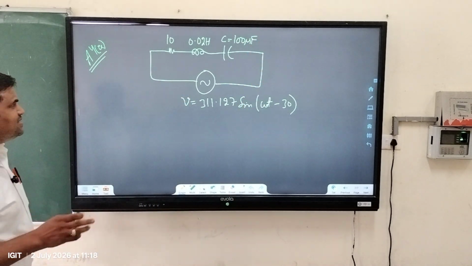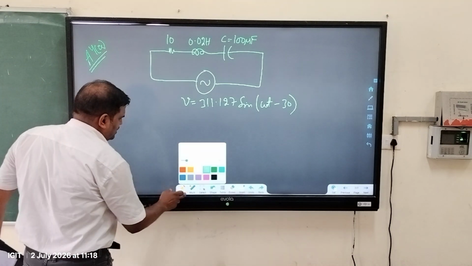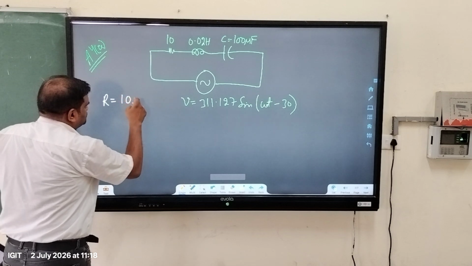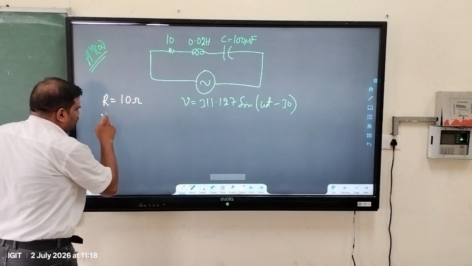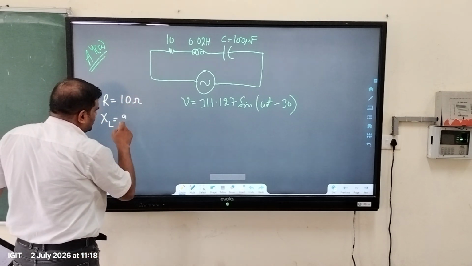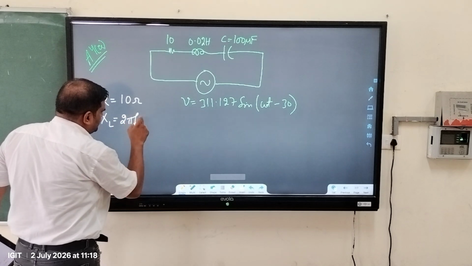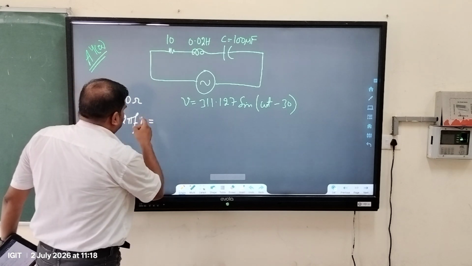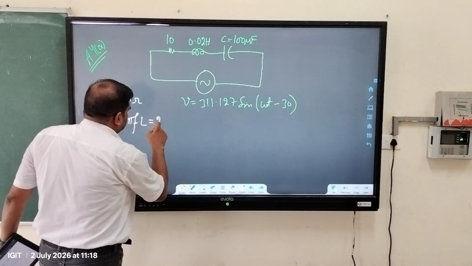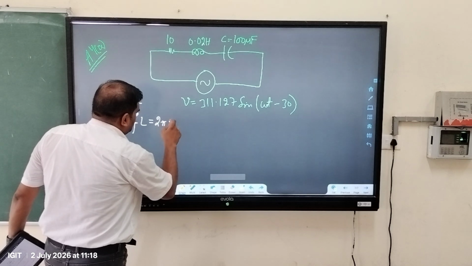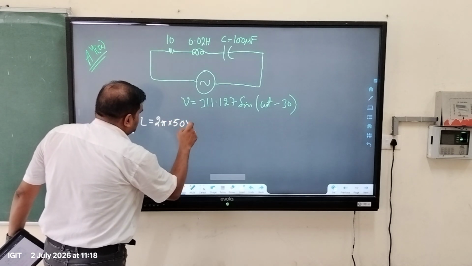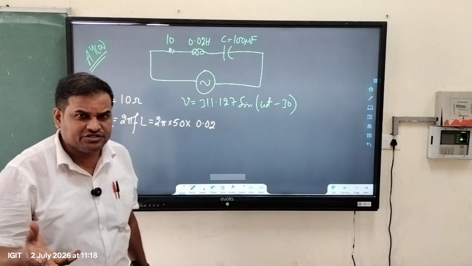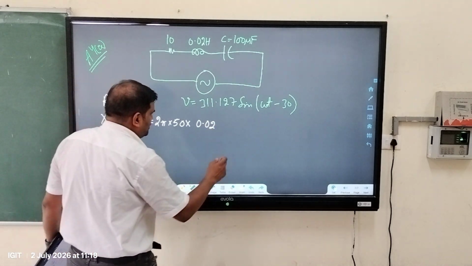Okay? The best way to do it is that first write down the value of the resistor as 10 ohms. What is the value of XL? XL is equal to 2 pi f into L. How much will this be? What is the value of f? F is 50, so we can do 2 pi into 50 into L. L value is 0.02. You can easily find it, and the unit of this will be ohms.